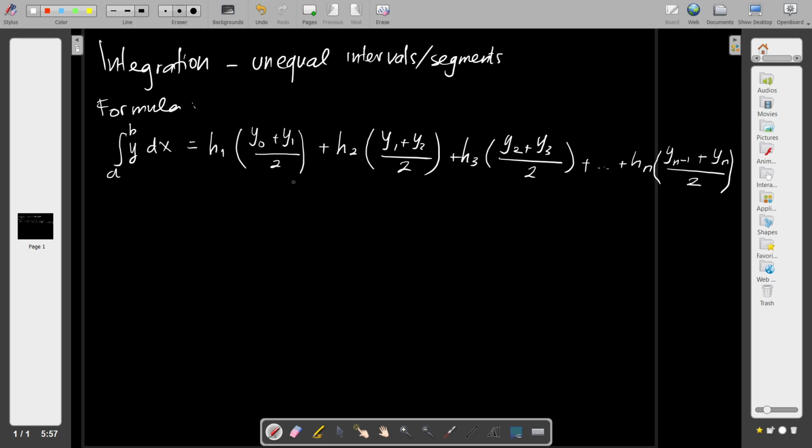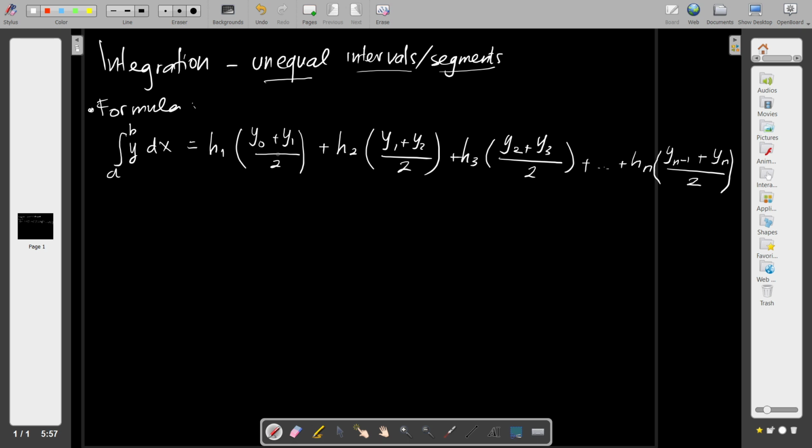Yeah, okay. Now we continue to other kinds of integration using numerical methods. So we have unequal intervals or segments. Intervals and segments are the same thing. We are going to discuss unequal intervals or unequal segments, and this is the formula. We have all the formula here.